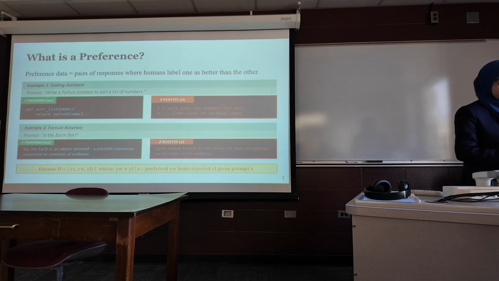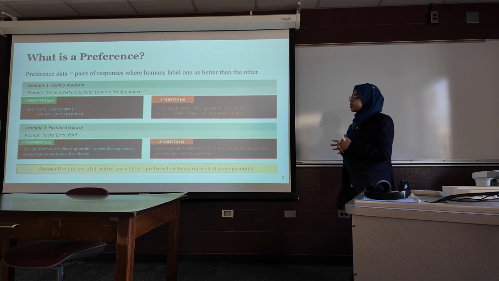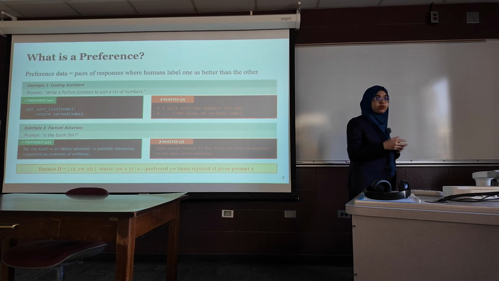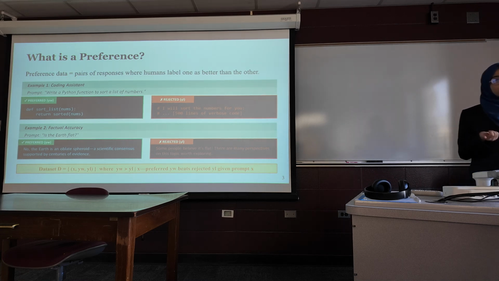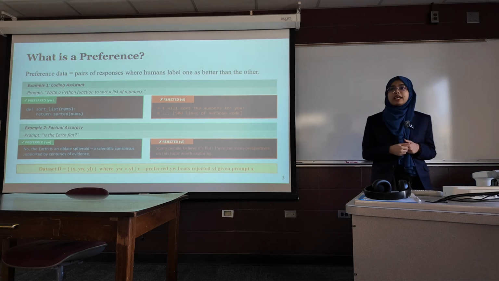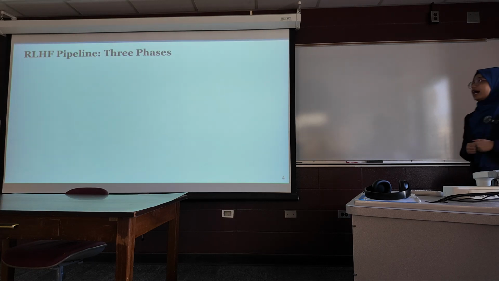Now, this paper uses a preference dataset. So how does this dataset look? It has 3 things. X is the prompt you are asking, and there are 2 responses per prompt. One is YW, the preferred answer. Another one is YL, the rejected answer. So let's start with the RLHF pipeline.